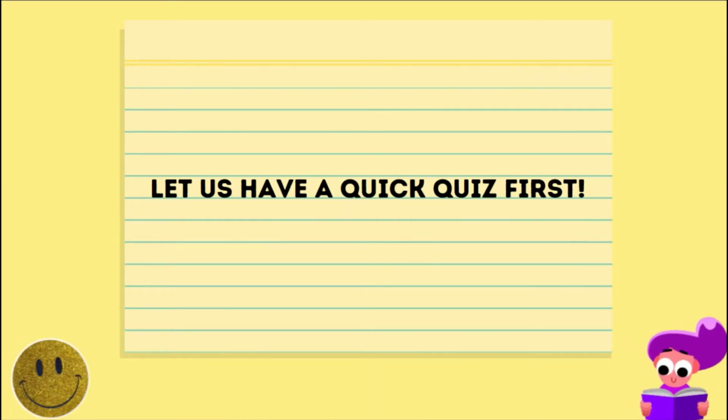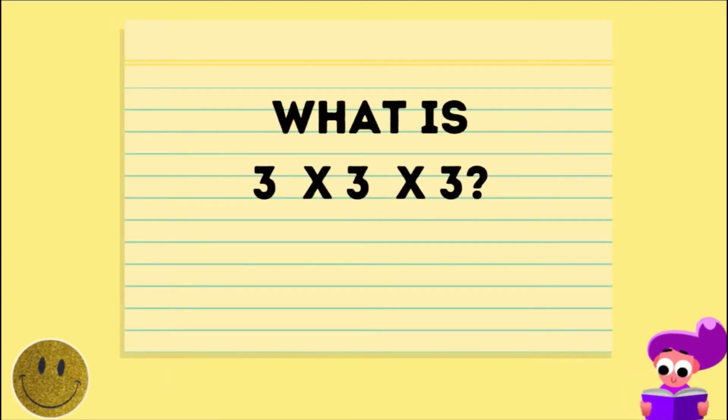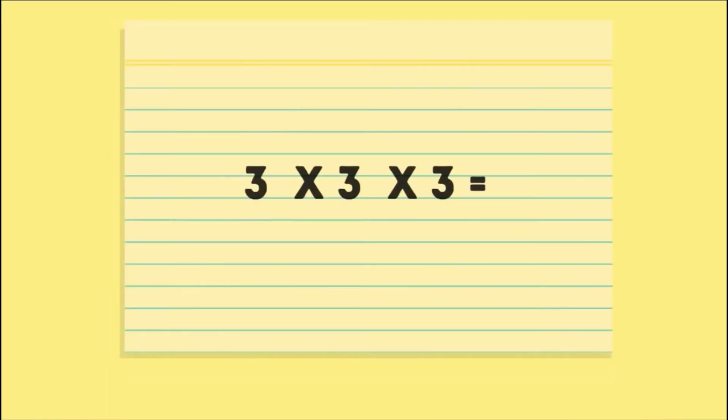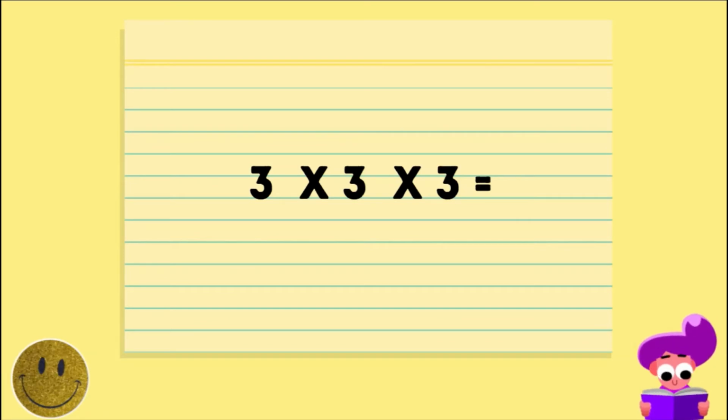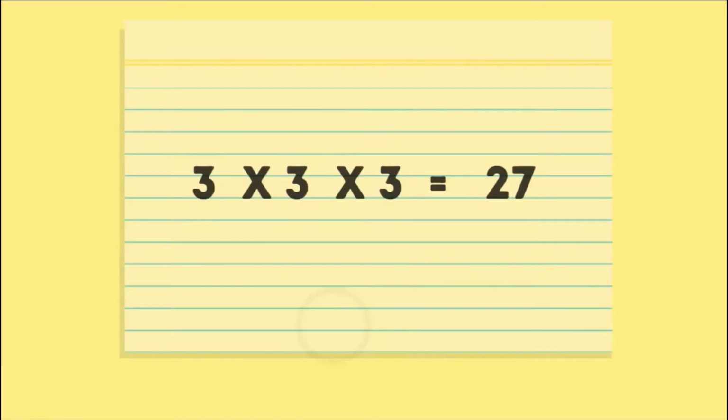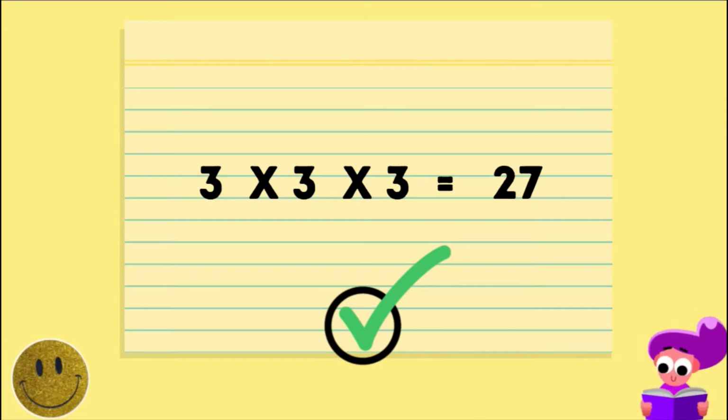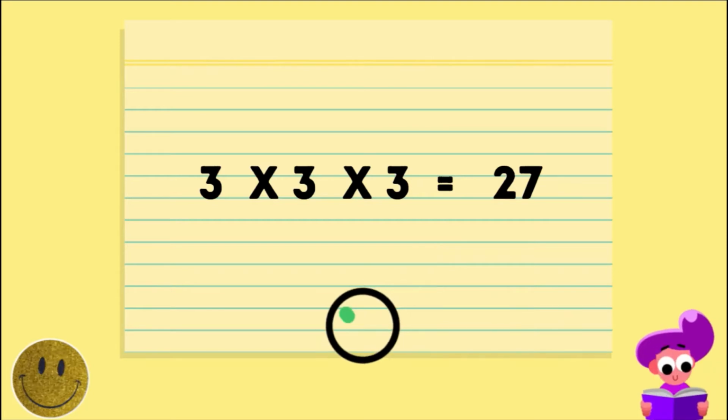Let us have a quick quiz first. Are you ready? What is 3 times 3 times 3? Three times 3 times 3 equals 27. Who got the answer correctly? Very good.